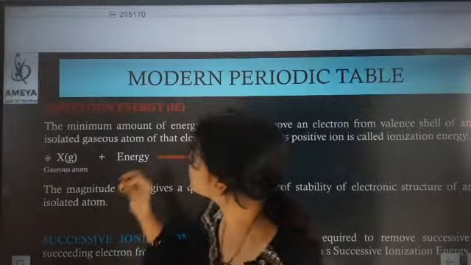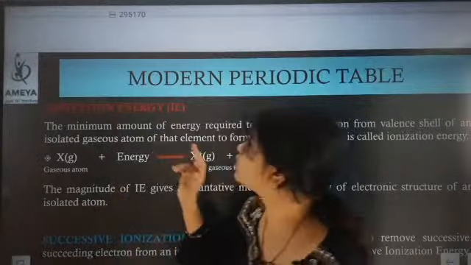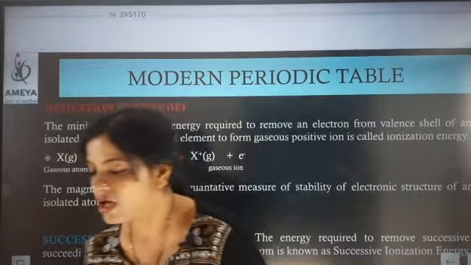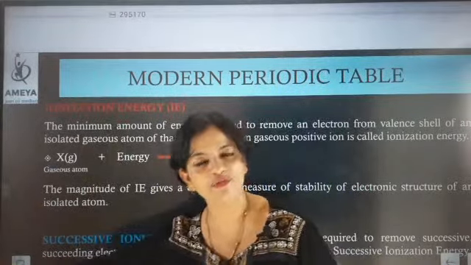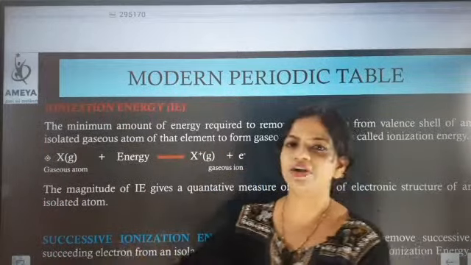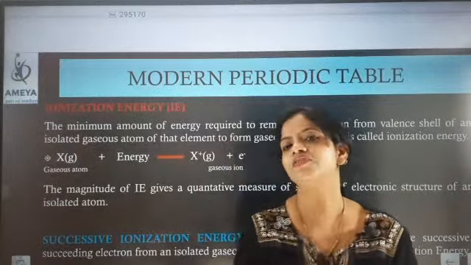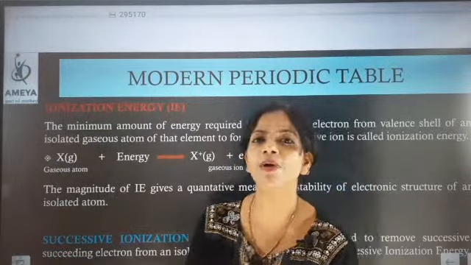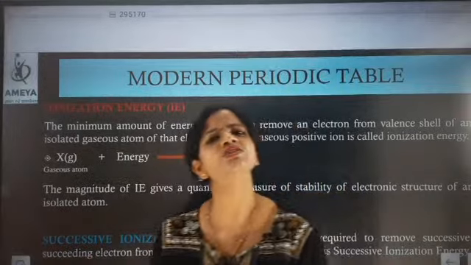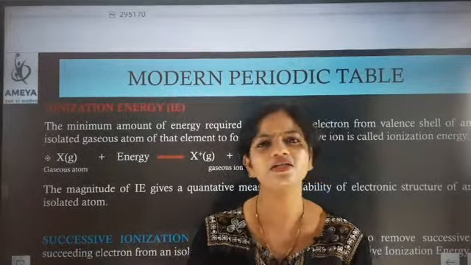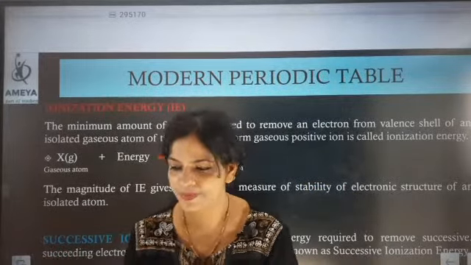Now I am going to talk about the most awaited point, ionization energy. From here we are going to talk about important points like electron affinity, because electronegativity and electropositivity we have already discussed. Now we are going to talk about ionization energy. What does ionization energy mean? First you have to understand one simple concept.